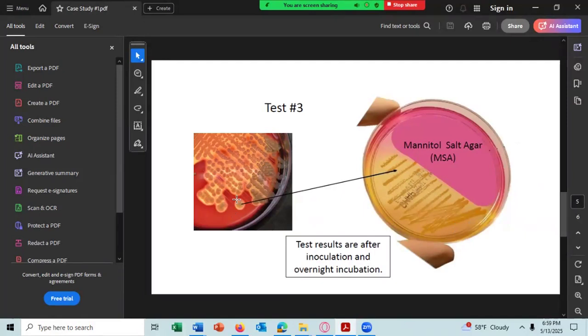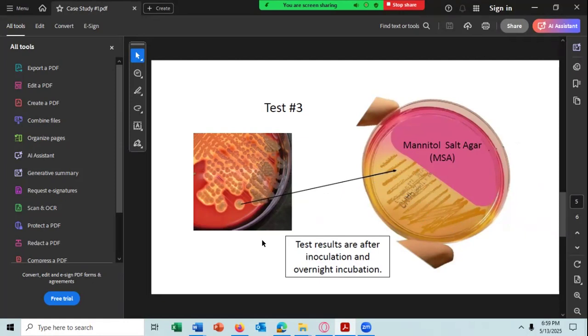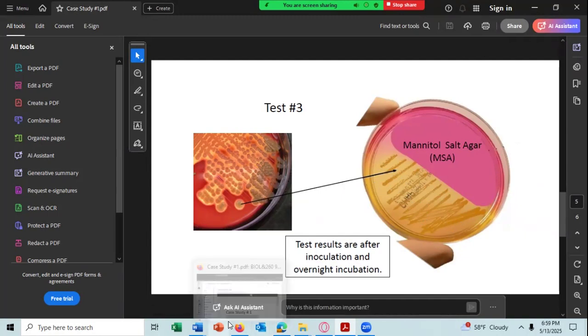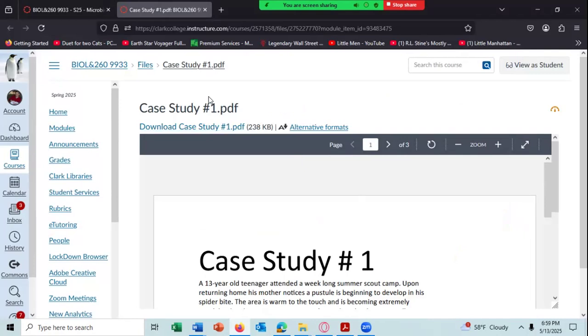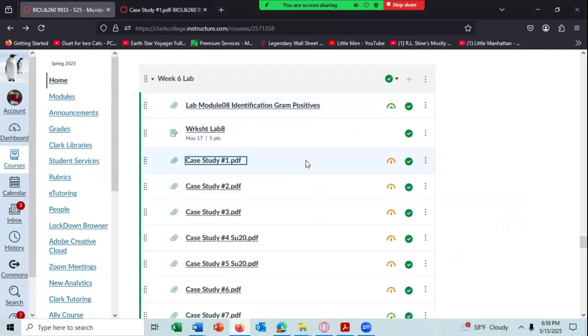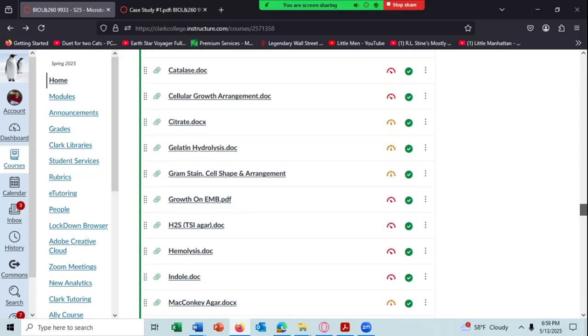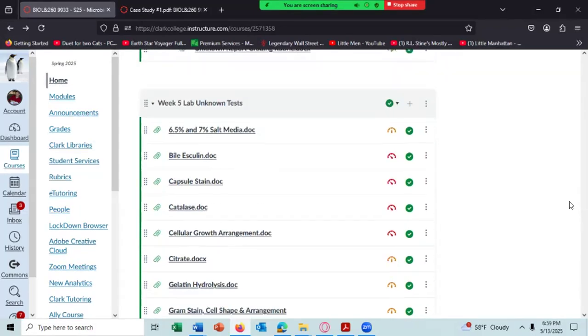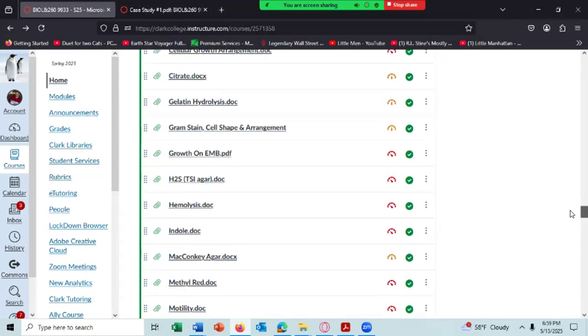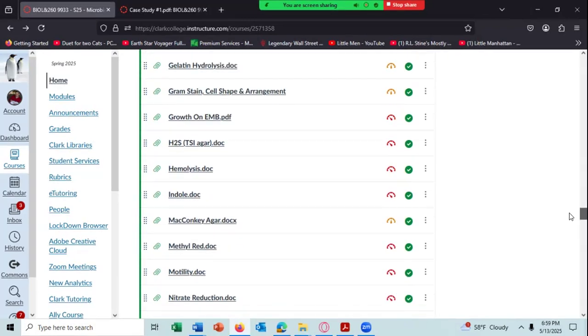And then we have another test where we took the bacteria and grew it on the mannitol salt agar. It grew and changed the color of the agar. You can look that up. The mannitol salt agar test is under the tests that you're using for your unknown. It's in one of the labs too.